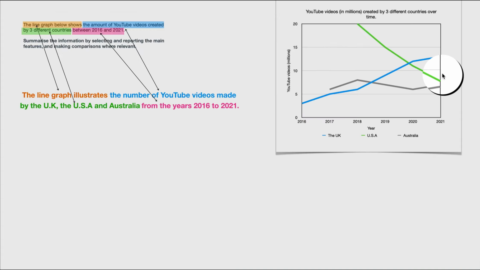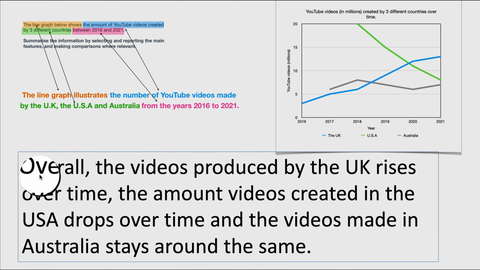Okay, next up is the line graph. Again, we've got the introduction already. The line graph illustrates the number of YouTube videos made by the UK, the USA, and Australia from the years 2016 to 2021. So again, let's have a look. Overall, the videos produced by the UK rises over time. As we can see here, that's one of the main features. The amount of videos created in the USA drops over time, as we can see here.